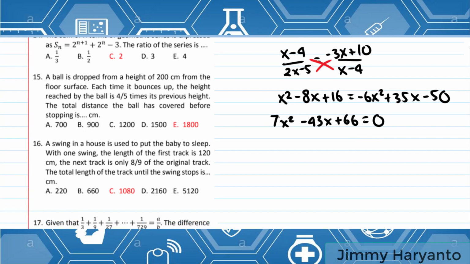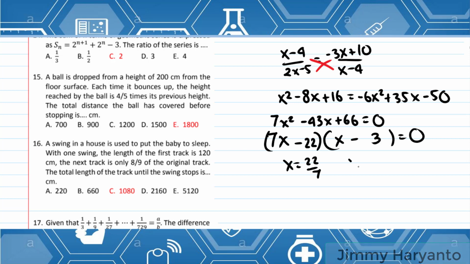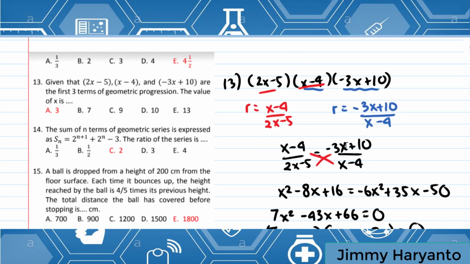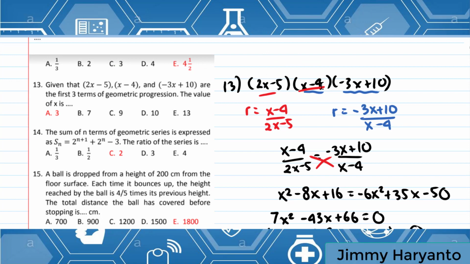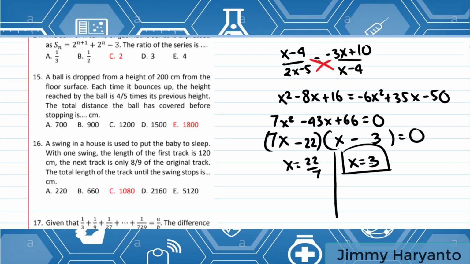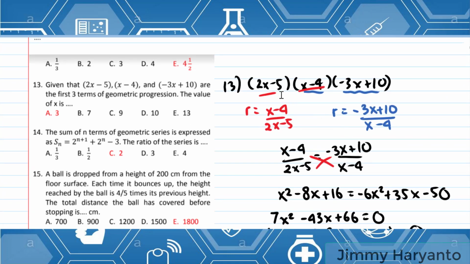You have to factorize it, so it will become 7x and x, and 22 and 3. Let's try 22 and 3, and then minus and minus, 22, 21, 43. Yeah, good. So x will be 22 over 7 and x will be 3. We will use this one first because it is easier to calculate. So I will rewrite this sequence by substituting x equals 3.